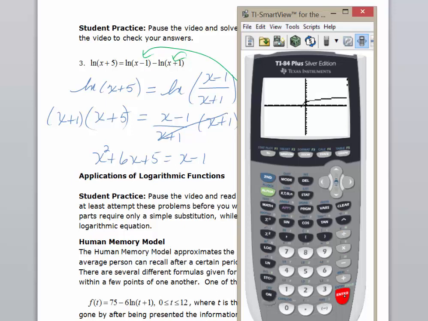There's one equation, there's the other equation, and you can see that they're not going to intersect. It almost looks like they're parallel, but they're not going to intersect each other. So that can give you a little more confidence that your answer is correct.